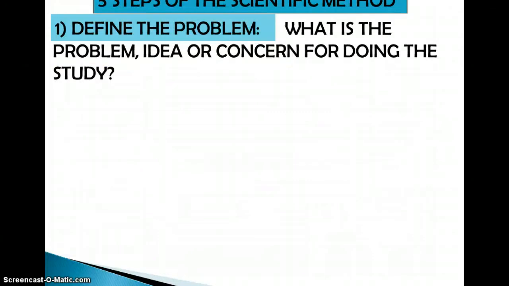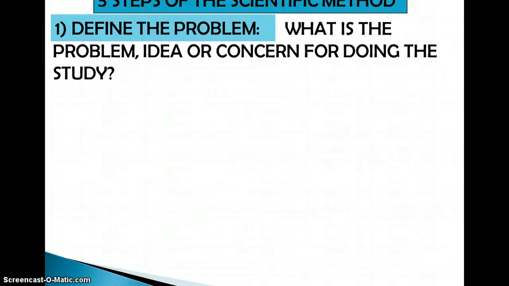All right, the 5 steps in the scientific method. These you might already know from a previous science class. They might be worded slightly different, but in essence they're the same thing. The first step is to define the problem. What is your issue, your idea, your problem, your concern for you wanting to do this sort of research? And again, it can be anything.